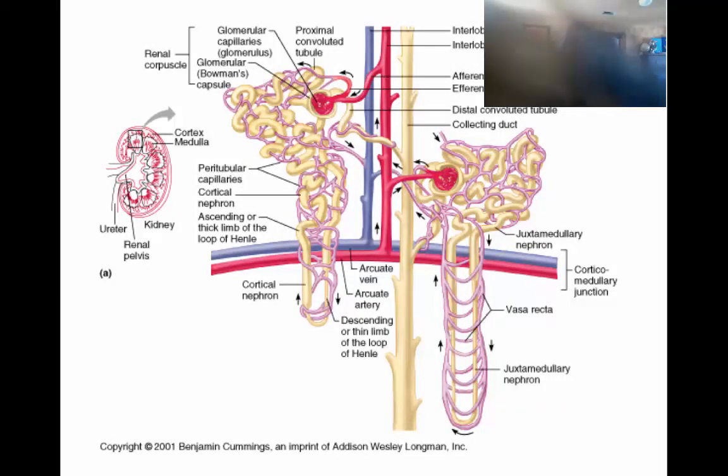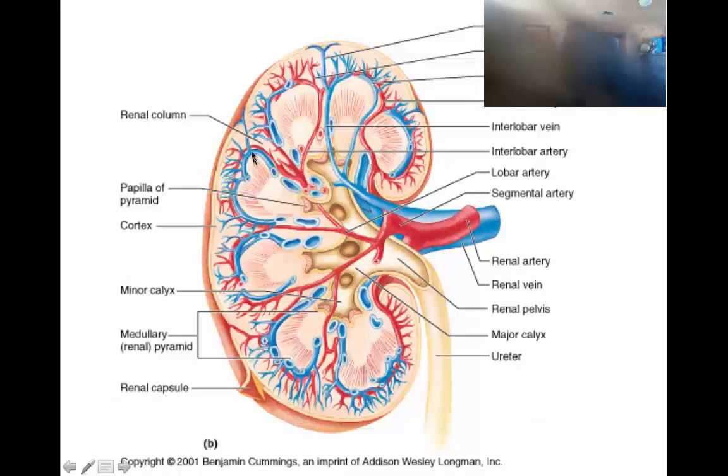So what you're looking at here is two different types of nephrons. This first nephron right here is referred to as a cortical nephron. Now notice these blood vessels right here. These are called the arcuate blood vessels, and I'm going to go back to the picture we just went through and show you these are the arcuate blood vessels.